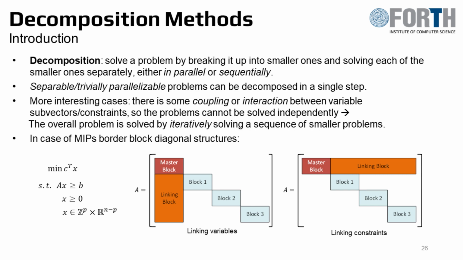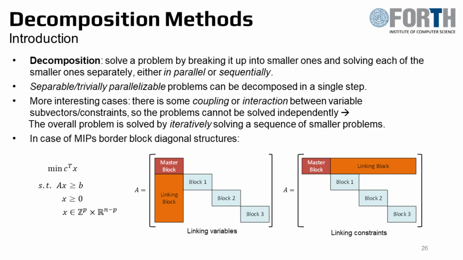However, the more interesting and practically relevant cases arise when there is coupling between parts of the problem. That is, subsets of variables or constraints interact with each other. In such cases, the subproblems cannot be solved independently. Instead, the overall problem is solved iteratively by repeatedly solving a sequence of smaller problems that exchange information with one another.